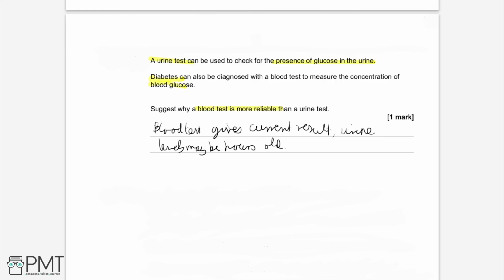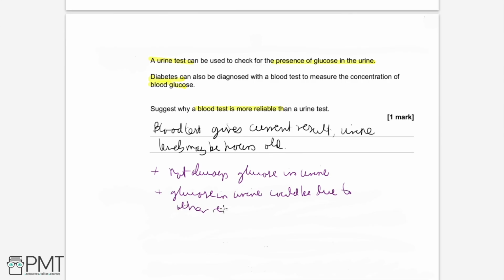We could also say that it's more reliable since there's not always glucose in the urine of those with diabetes. Finally, we could also say that glucose in the urine could be due to other reasons, such as kidney disease, which affects the amount of glucose reabsorbed by the kidneys, and hence blood glucose levels.